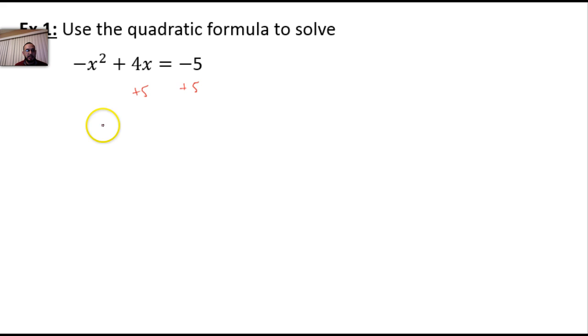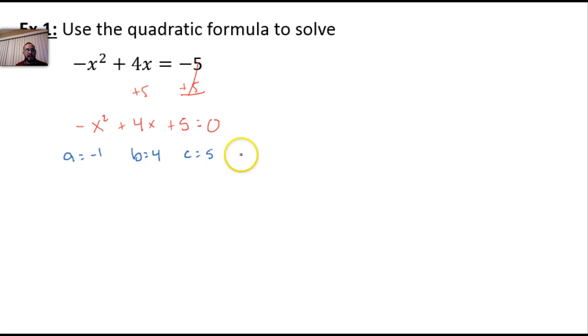When we do this, on my left hand side, we're left with negative x squared plus 4x plus 5 is equal to, and on my right hand side, these two are equal to 0, so we're left with that 0. Now we have our standard form. In our standard form, we know we have an a, b, and a c. So let's write those values down. Our a is going to be negative 1, b is 4, and c is 5.